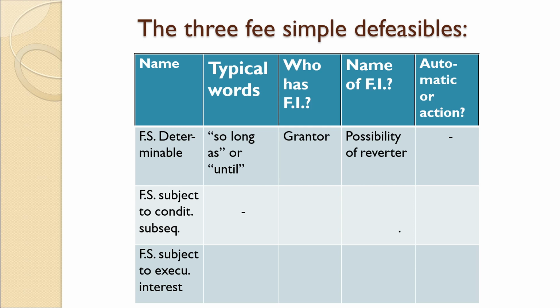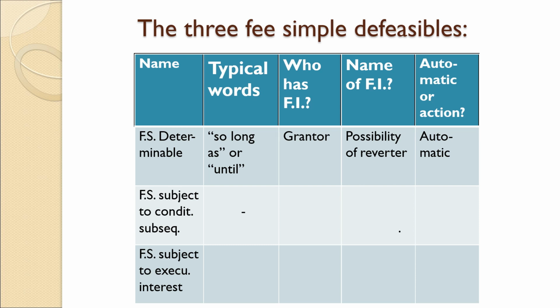And in our final column, we ask ourselves, does the grantor get the property back automatically when the condition is broken, or does the grantor have to take action? And in this example, it's automatic. The fee simple determinable, when it ends, automatically the land reverts to the grantor without the grantor taking any action to get it back. The grantor automatically becomes entitled to possession again.